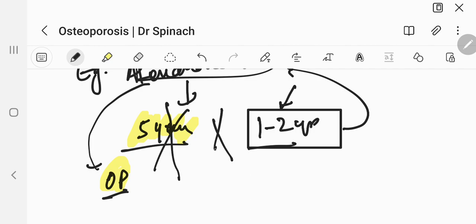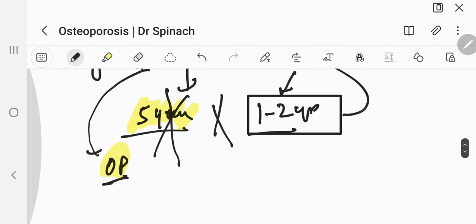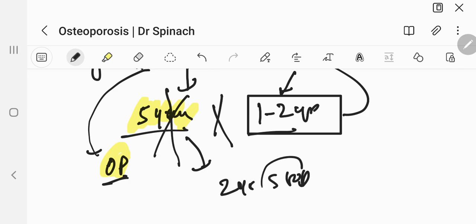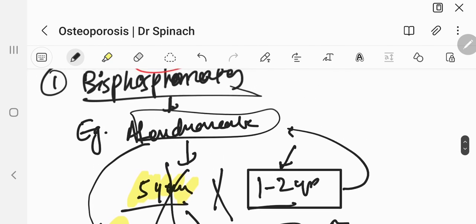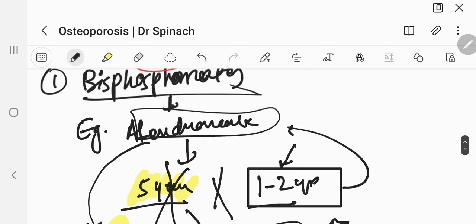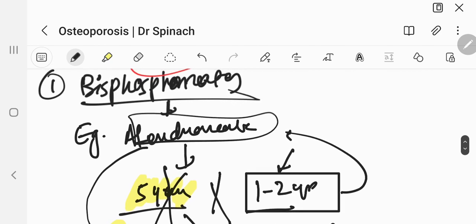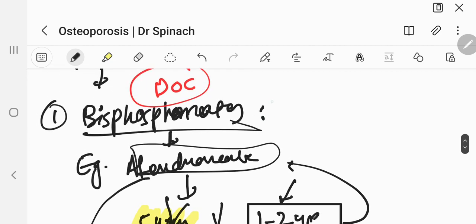Now the other thing that's important, so why is it a controversy? Because in some other places it mentions that you should give it for 2 years and then stop it, and then of course start again after giving the other drugs. So this is something that is controversial. Whatever is best for you, you can learn that, and whatever you think can be best in clinical practice, you can learn that.